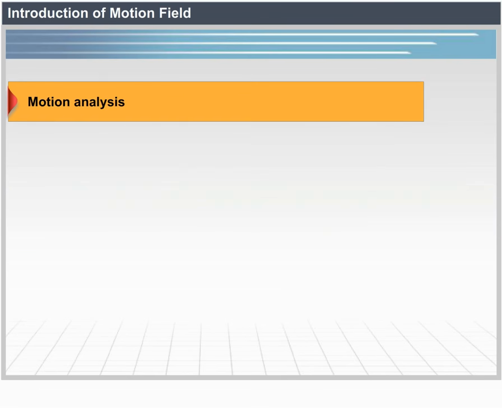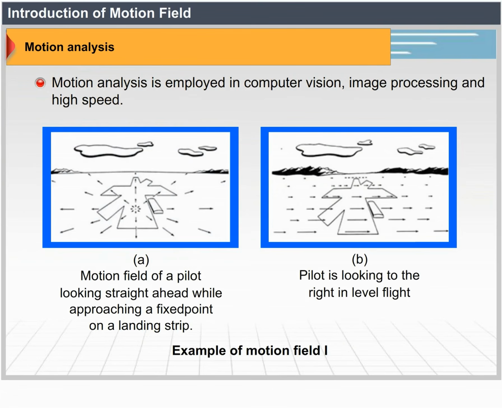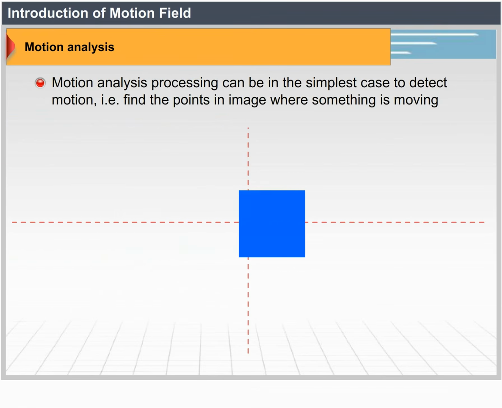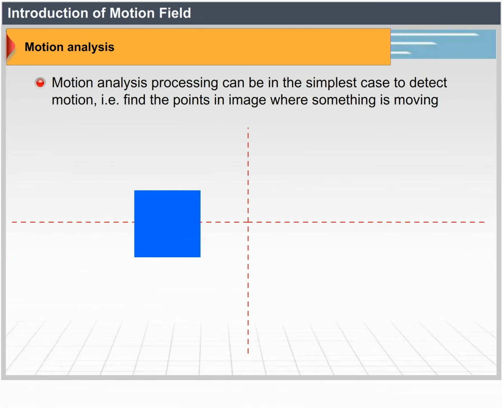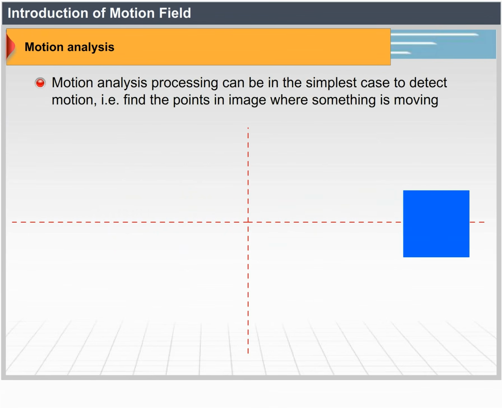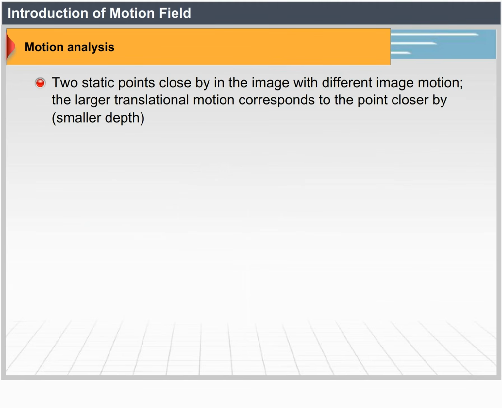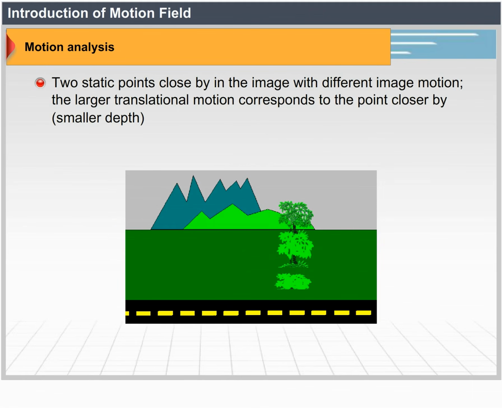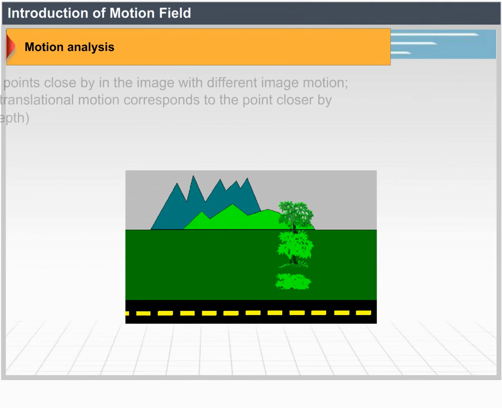Motion analysis. Motion analysis is used in computer vision, image processing, and high-speed processing. Motion analysis processing can, in the simplest case, be to detect motion, that is, find the points in an image where something is moving. 3D motion between observer of the scene and the structure of the scene. Two static points close by in the image with different image motion: the larger translational motion corresponds to the point closer by, smaller depth.